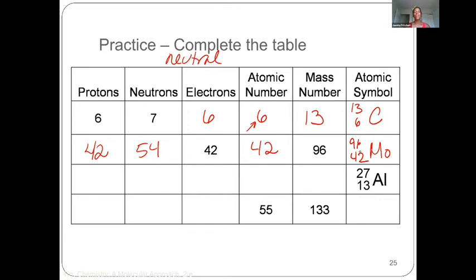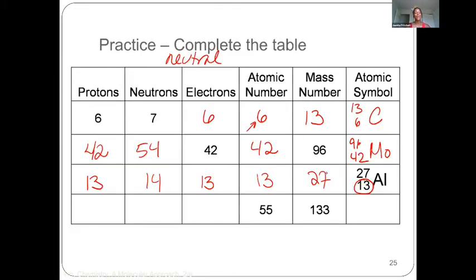Up next, we are given the atomic symbol in this row. So we now need to deduce all the information about the subatomic particles. So our protons would be equal to the number of the atomic number, which is on the bottom. So that would be 13. The protons in this atom would be equal to 13. The number of electrons, if we're dealing with a neutral species, would also be 13. The number of neutrons we're going to get by taking 27 minus 13, which gives us 14. Our atomic number would be 13 because it's the same as protons, and our mass number would be 27.